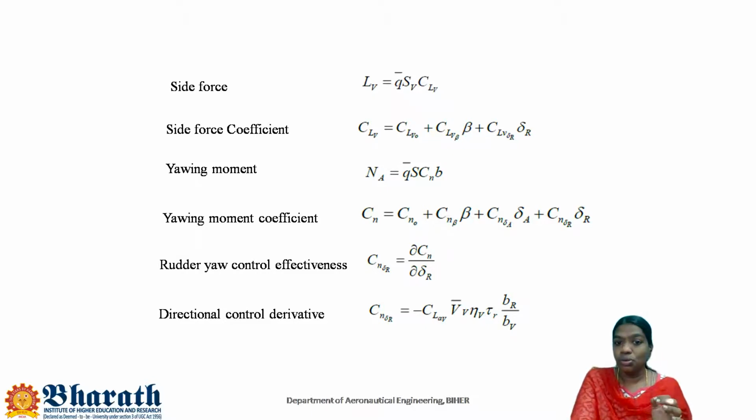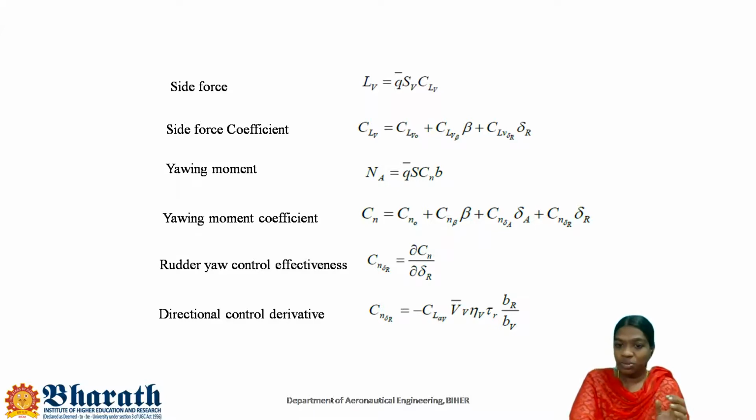Okay, so C_n delta R is ∂Cn/∂δR, represented in non-dimensional form. In addition to rudder yaw control power, or rudder yaw control effectiveness, you can also term it the directional control derivative. So ∂Cn/∂δR can also be represented as the directional control derivative, and it depends strongly on the vertical tail size.